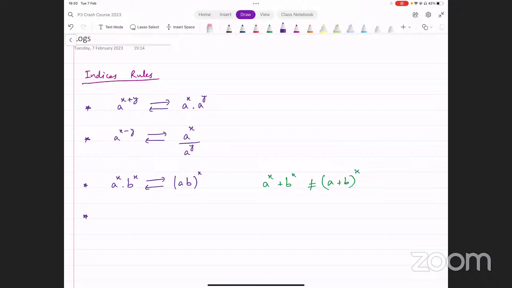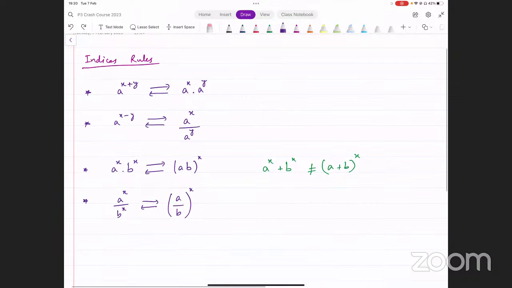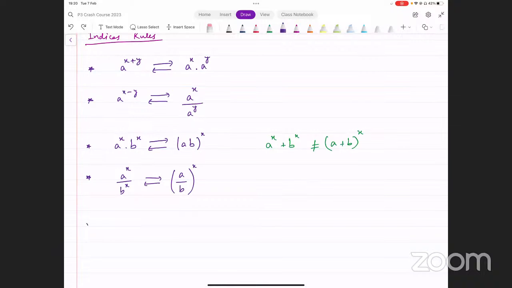Similarly, you have another index rule. If you have A raised to power x over B raised to power x, it can be written as A over B whole raised to power x. Again, it works both ways. If you have the form on the right side, it can also be converted to the form on the left side. So it works both ways. All right. So these are some rules that you need to remember from your O-levels.